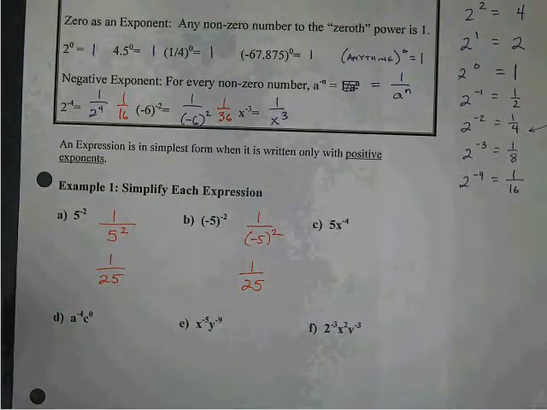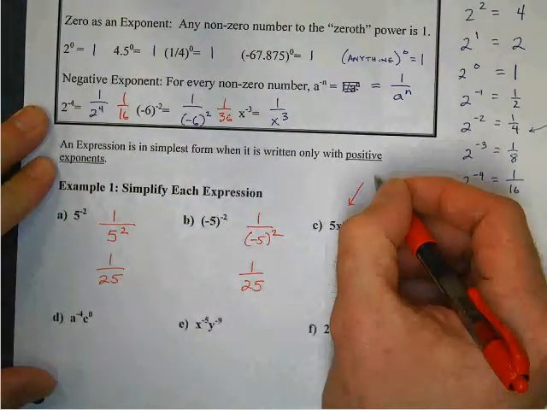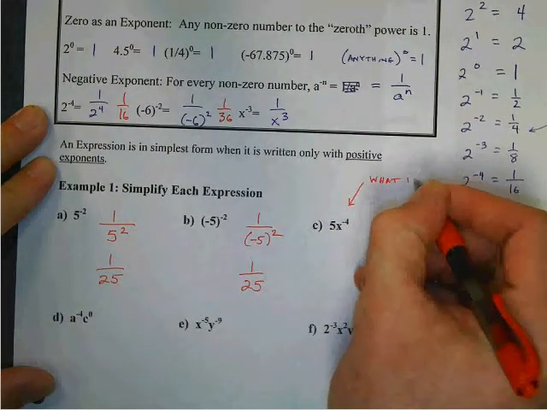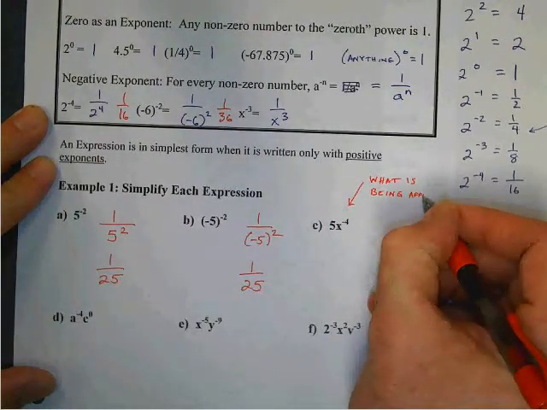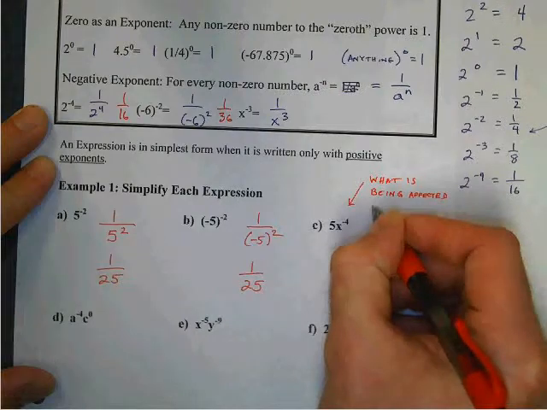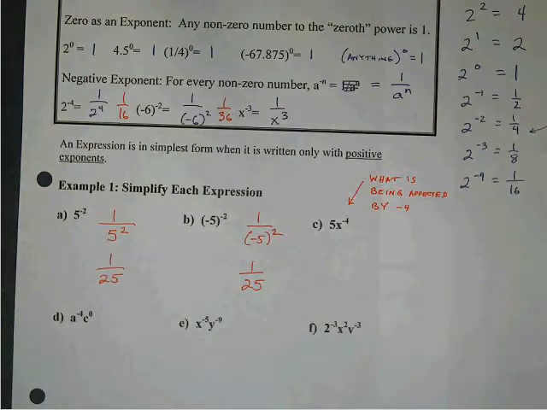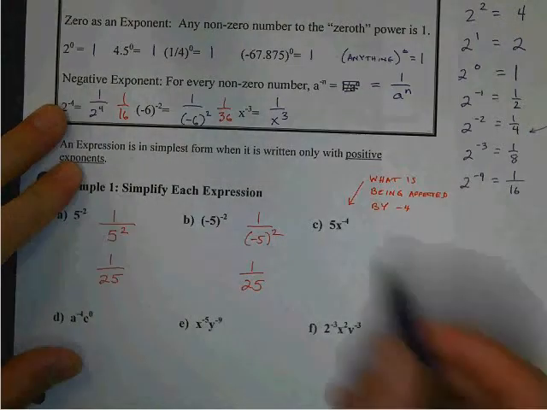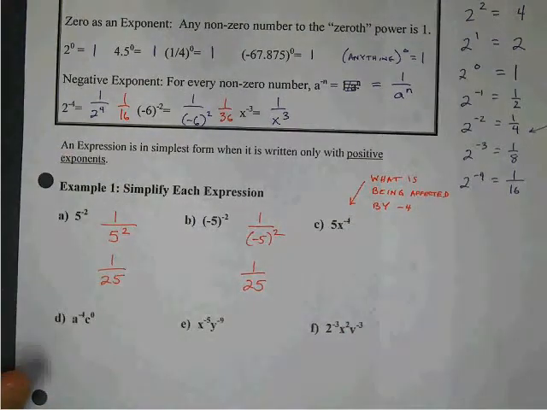Okay? Now, I put part C on here because we want to ask a very specific question, which I'm actually going to write out. What is being affected by the negative 4? What part of 5x to the negative 4th is being affected by that negative 4? Just the x. Excellent. Just the x, Brett says. So, this 5 isn't being affected. It's really 5 times x to the negative 4.